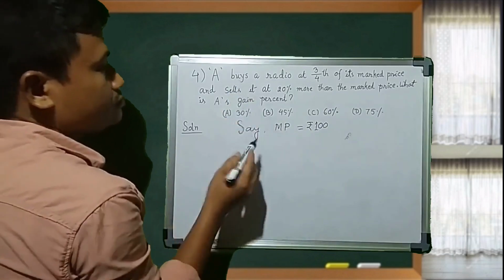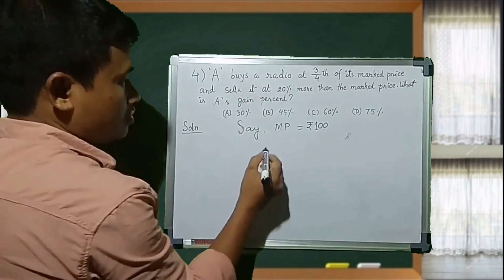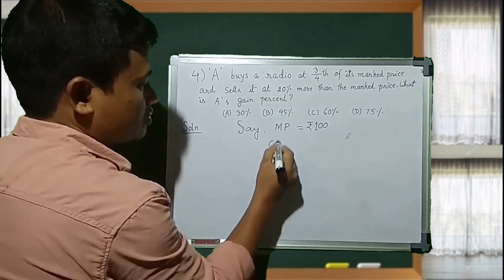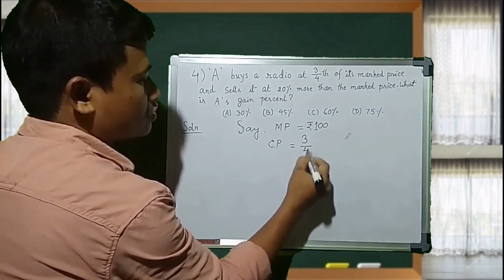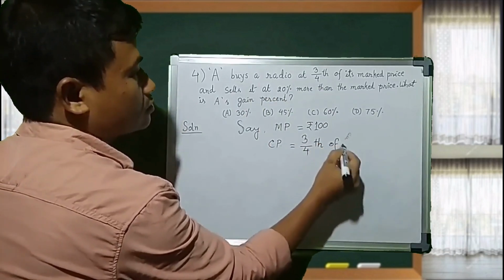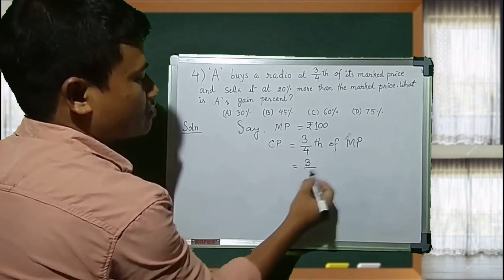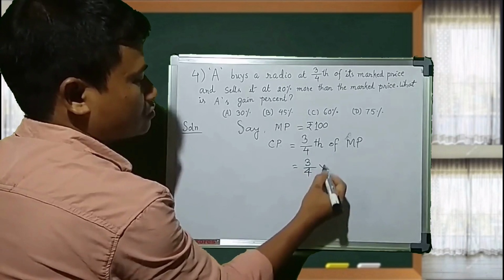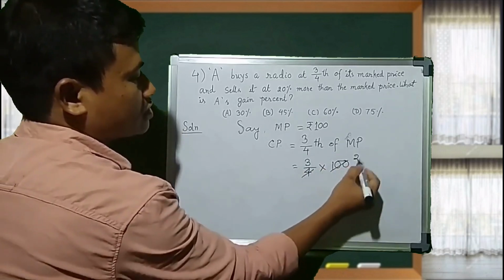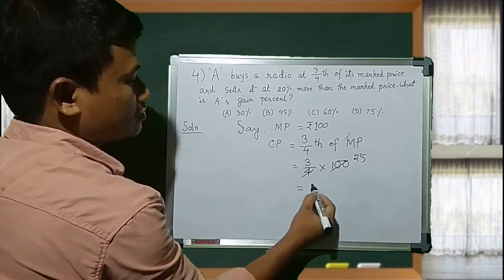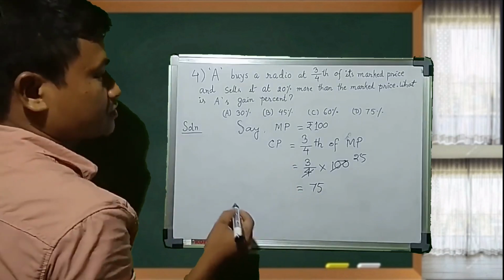And at what price does A buy the radio? It means cost price. Cost price is 3/4 of MP. MP means marked price. What is the marked price? 100 rupees. 3/4 of 100 gives you 75 rupees. So cost price is 75 rupees.